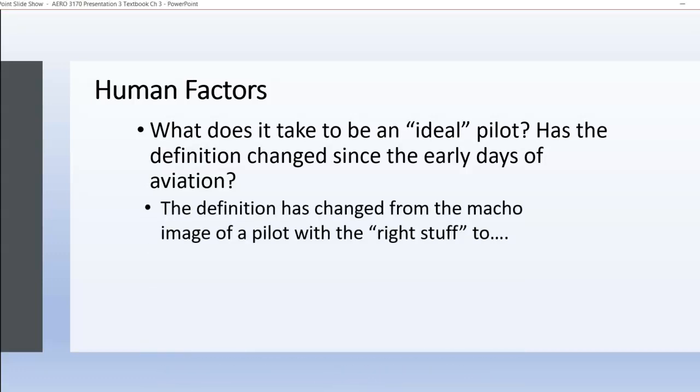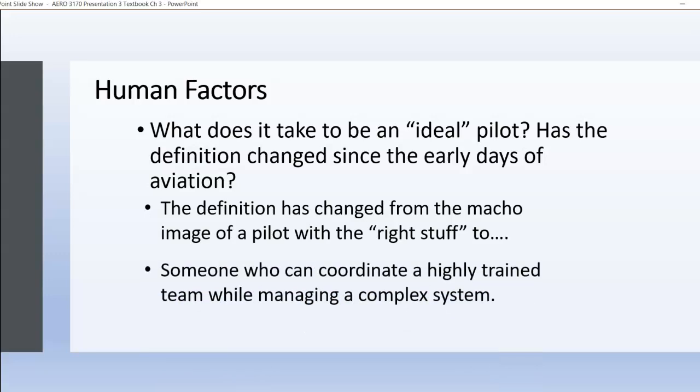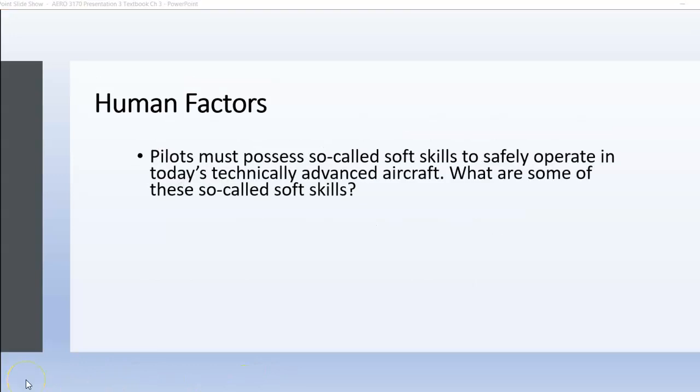Well, it used to be the definition was someone who was macho. There was a macho image of a pilot with the so-called right stuff. But today, the ideal pilot is defined as someone who can coordinate a highly trained team while managing a complex system. Today, pilots must possess what are called soft skills to safely operate in modern, technically advanced aircraft.